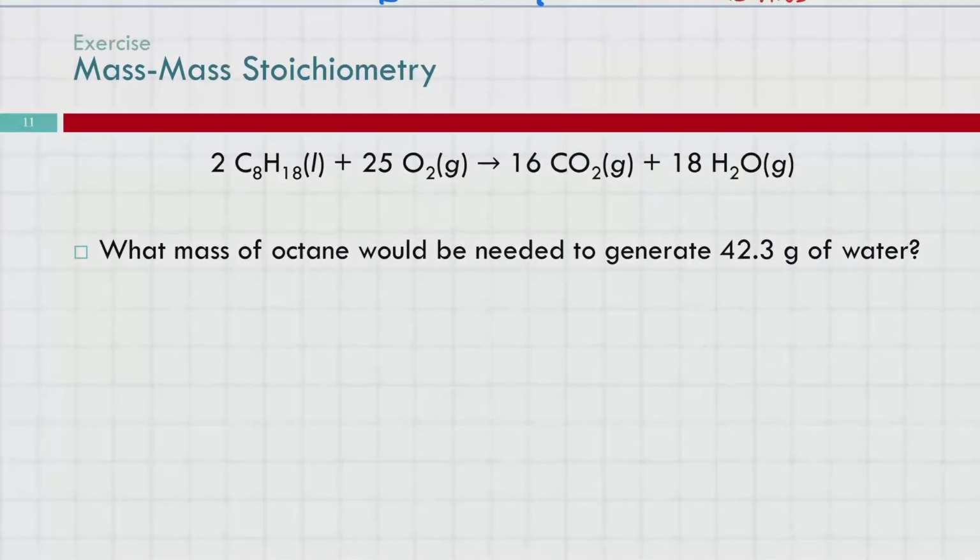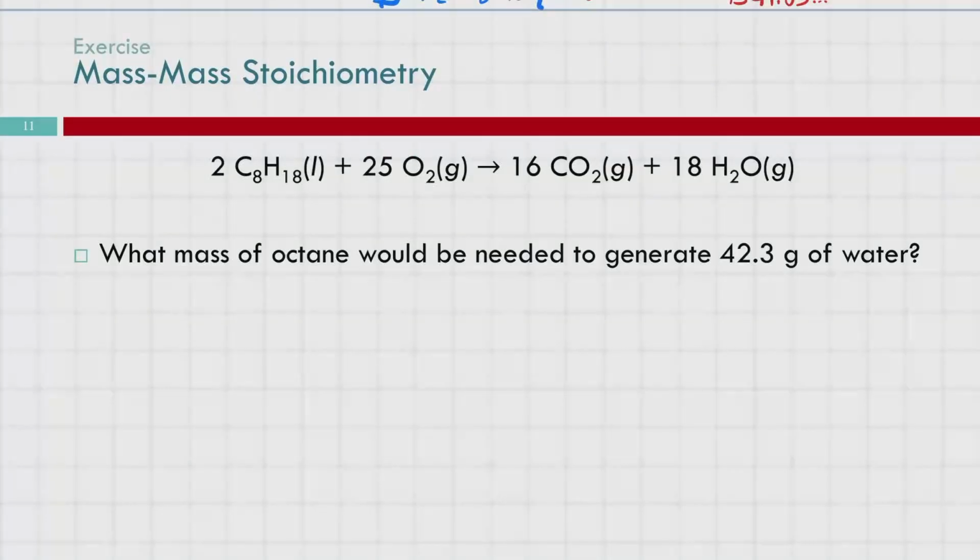Okay, then we'll solve this next time. You're welcome to work on it a little bit. Now, what mass of octane would be needed to generate 42.3 grams of water?